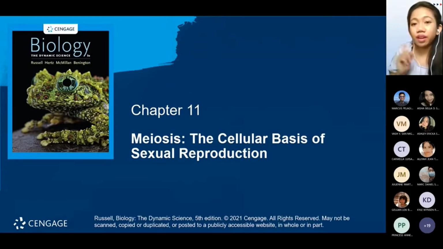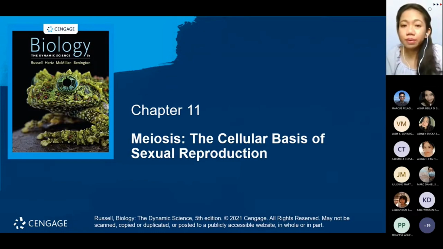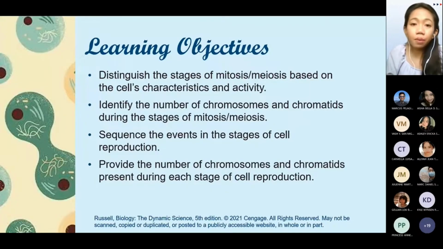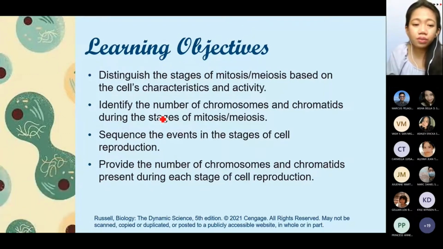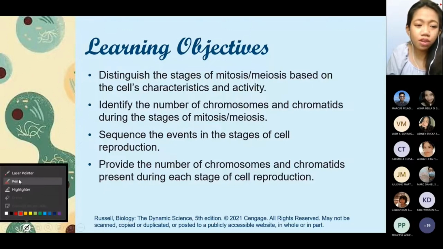All right. So for this chapter or this reference natin, we will be using chapter 11 of our Cengage book. And then we're focusing on the cellular basis of sexual reproduction, which is meiosis. For our learning objectives, it's still the same, like the mitosis discussion, although of course we're going to focus on the differences.